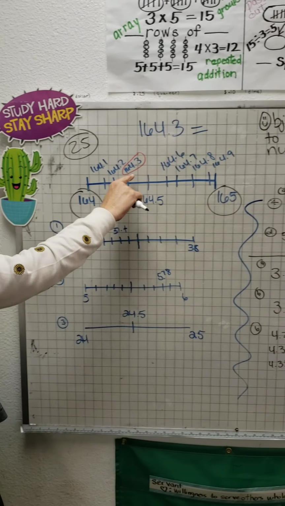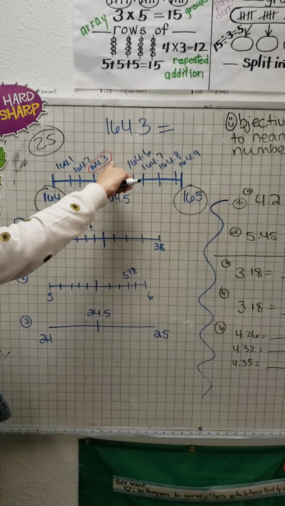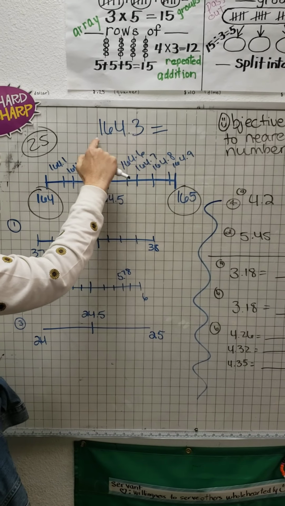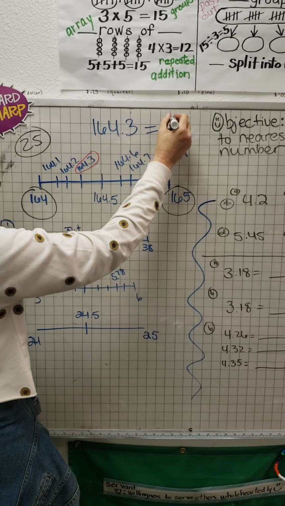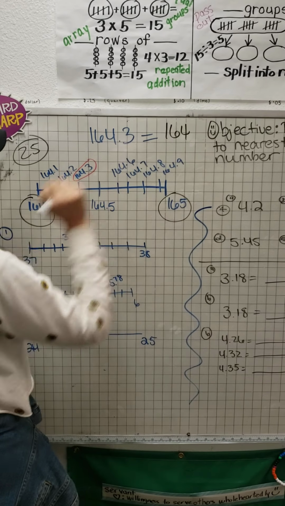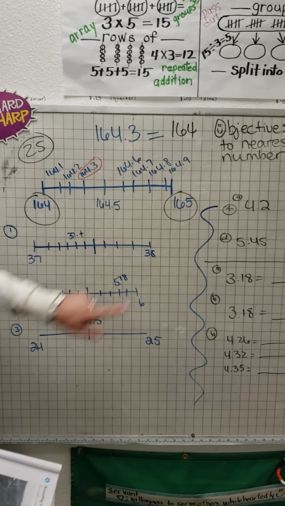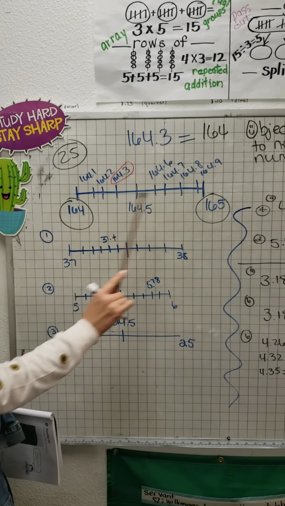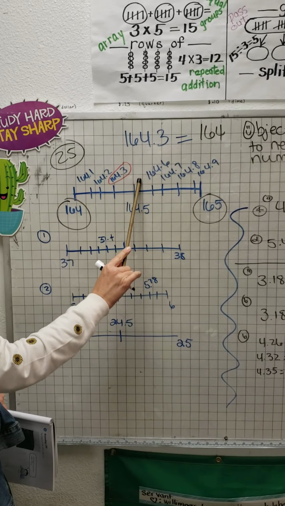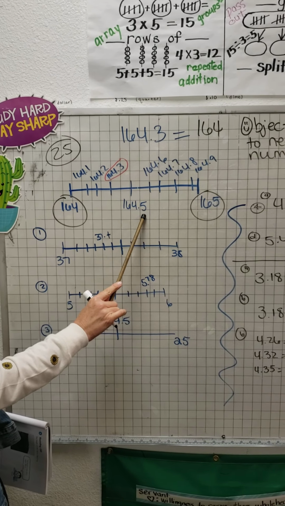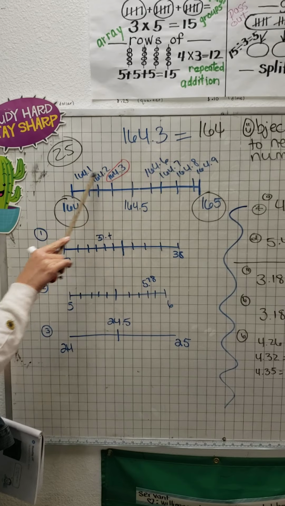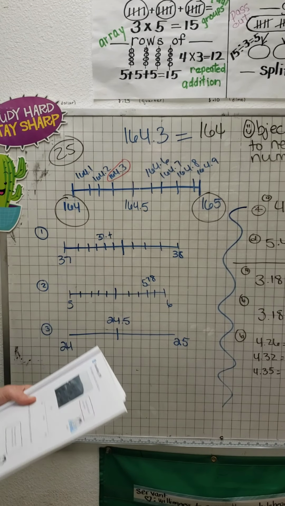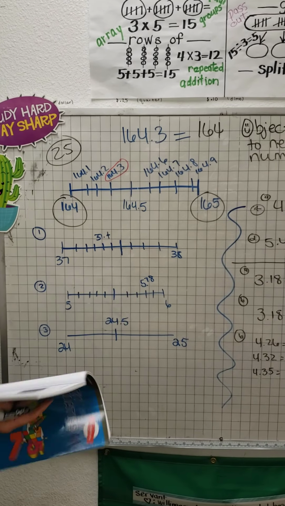If we look at that, you can look at that 3, that kind of means let it rest, or it's going to be the lower one. So the answer would be 164. 164.3 is closer to 164 than it is to 165. And you can see that on the number line. Here's 164, here's 165. Right in the middle is 164.5. 164.3 is closer to 164, so it rounds to 164. So let's look at some more of these. Let's look at page number 26.